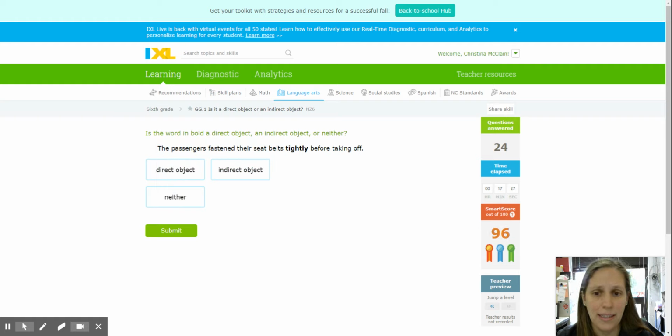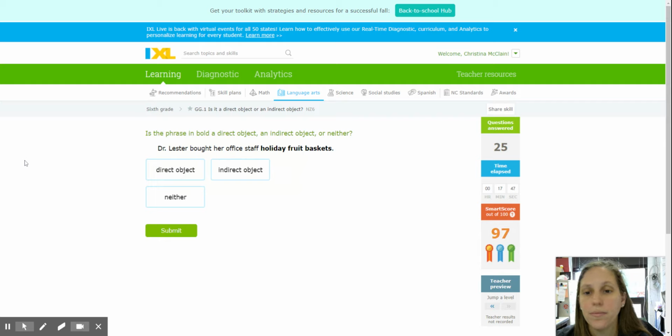The passengers fastened their seatbelts tightly before taking off. Excuse me, I have hiccups. The passengers fastened what? Their seatbelts. So that's my direct object. Tightly is just telling me how they fastened their seatbelts, which makes it an adverb. Again, neither a direct nor indirect object.